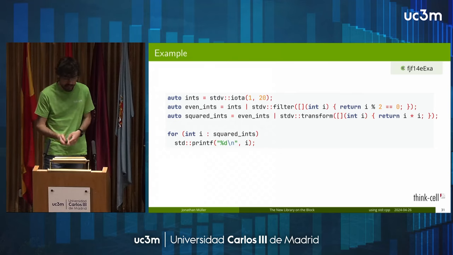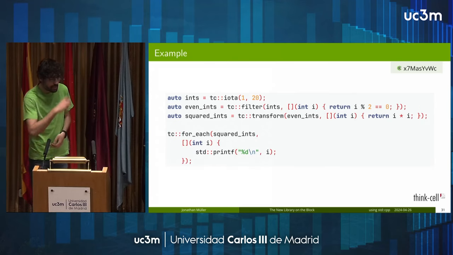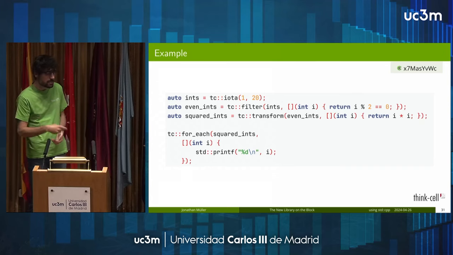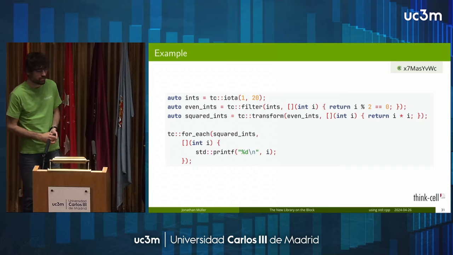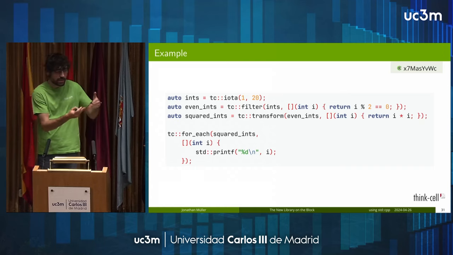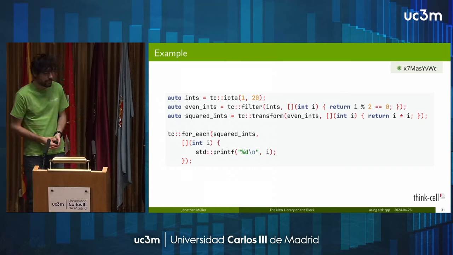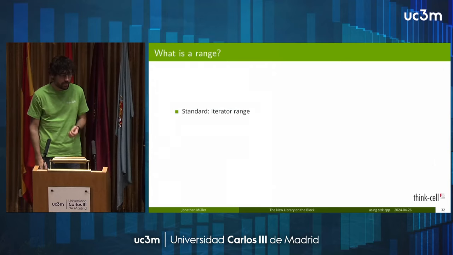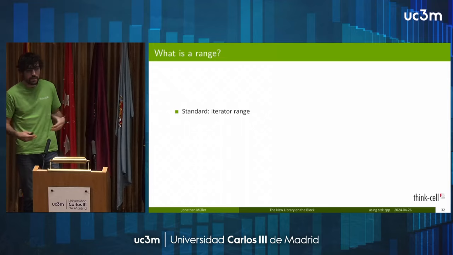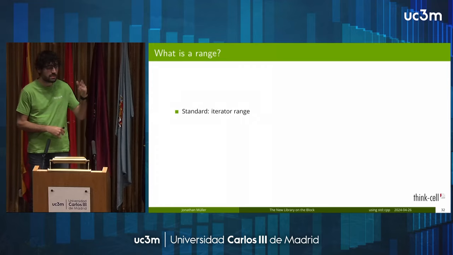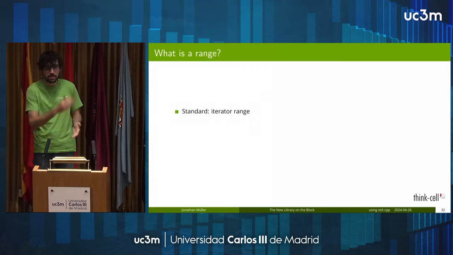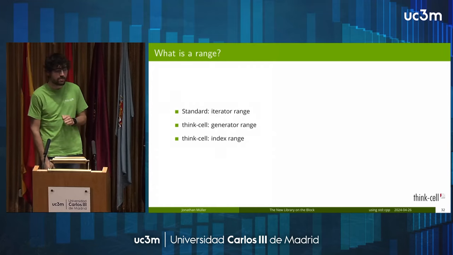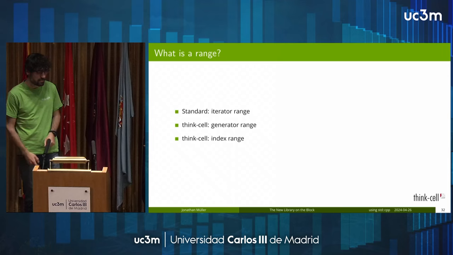And we can write very similar code using think-cell. So we don't have a pipe operator. Instead, we just use regular function calls. And we also use tc::for_each instead of the range-based for loop. More about that later. But essentially, we can do very similar things. But the difference with the standard is when you ask yourself, what even is a range? In the standard, we've got iterator ranges. This is a type that defines begin and end, and then you've got iterators, which iterate over all the elements in turn. But think-cell has two more kinds of ranges, generator ranges and index ranges.